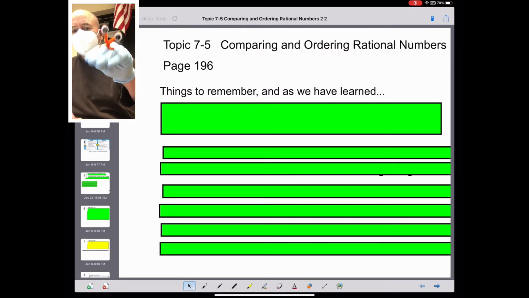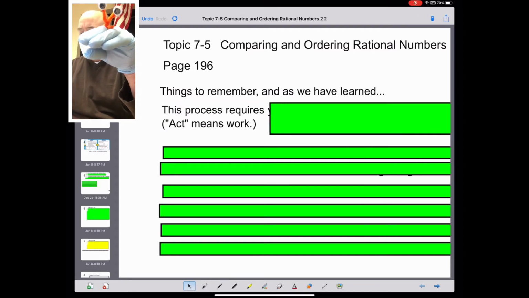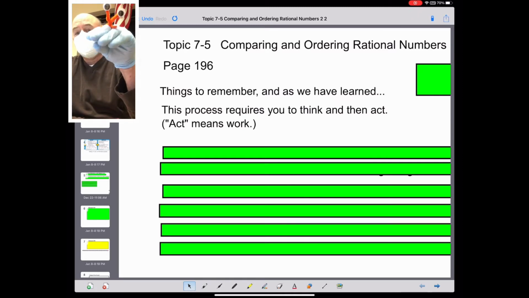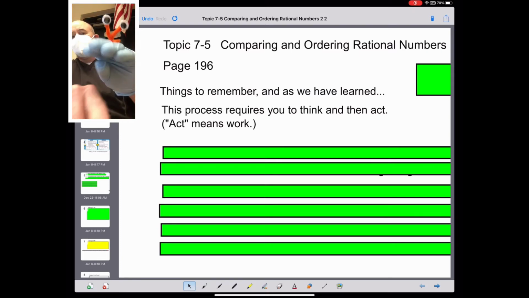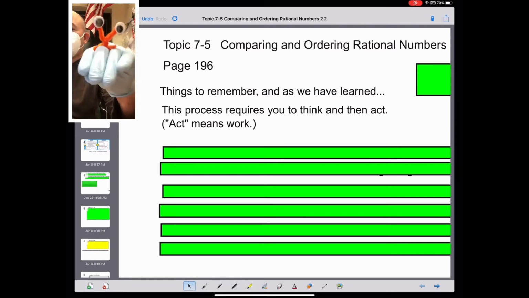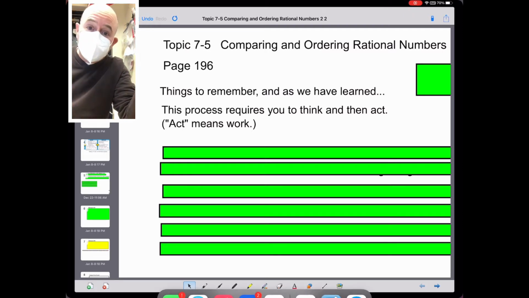Things to read. Do they have any background information on this already, Mr. Triola? Oh, very good. Okay, that's good to know that they have a little bit of background information. All right, so anyways, kids, if you look at the information right here, things to remember, as we have learned, the process requires you to think and then act. Act means that you're going to have to work. Working is not always something that we want to do, but it gets us our good grades. So when you're comparing and ordering rational numbers, you're going to have to work at this.